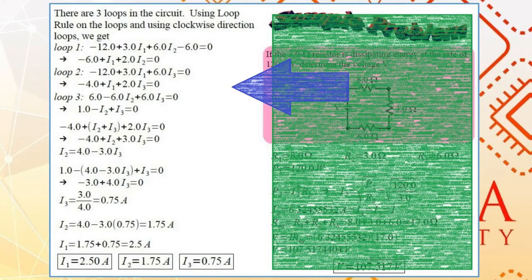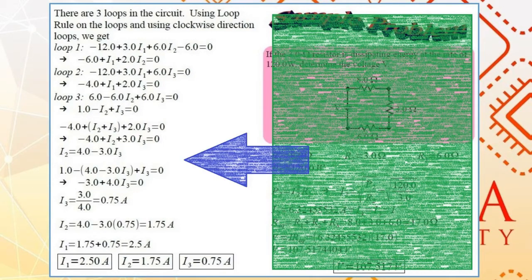Analyzing the loops in the circuit, we see that there are 3 loops. For each loop, we use the loop rule of Kirchhoff's rules. In this example, we use a clockwise direction for our loops. Applying the loop rule, we get 3 equations. Negative 6 plus I1 plus 2I2 is equal to 0. Negative 4 plus I1 plus 2I3 is equal to 0. And 1 minus I2 plus I3 is equal to 0. You have the loop 1, loop 2, and loop 3 equations.